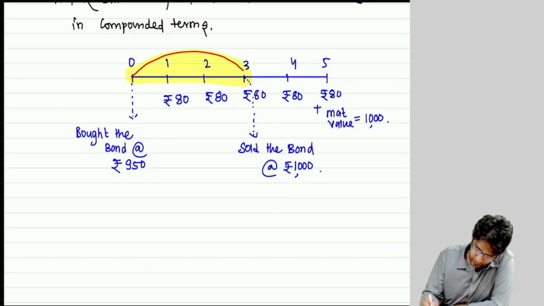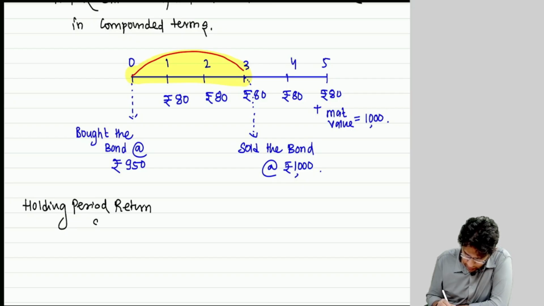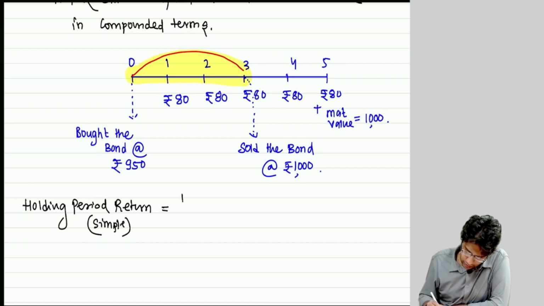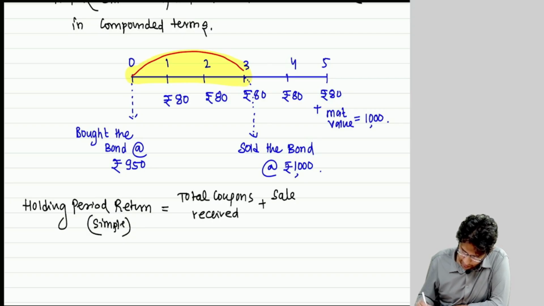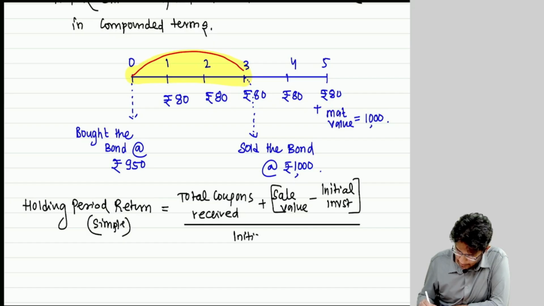Now, holding period return, in simple terms, where we ignore the time value of money, is total coupons received plus sale value minus purchase price, you can say initial investment, whatever you want, divided by initial investment into 100.